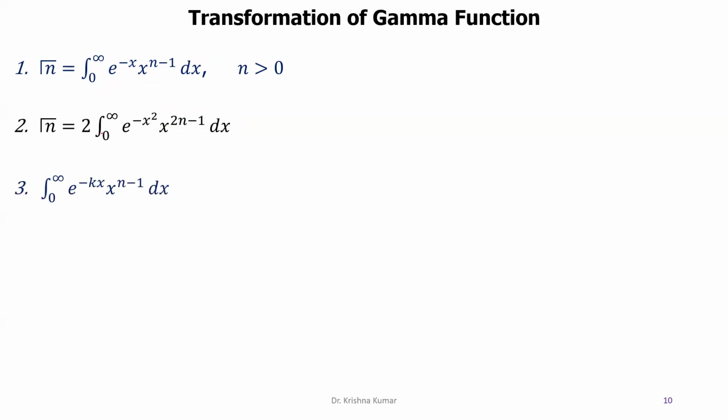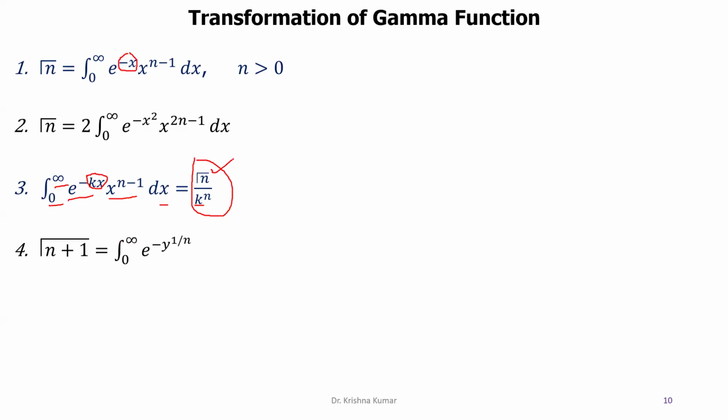Let me write down the third condition. Integration of e to the power minus kx into x to the power n minus 1 under the limit 0 to infinity with respect to x is gamma of n divided by k to the power n. So suppose that here the exponential function has only e to the power minus x. If this is replaced by minus kx, then the result is gamma function divided by k to the power n.